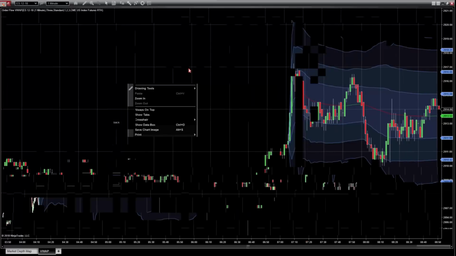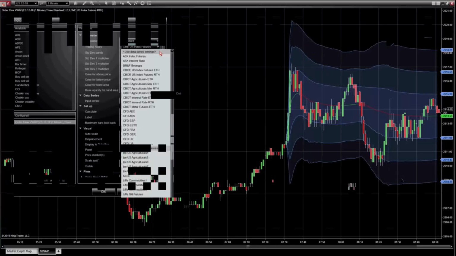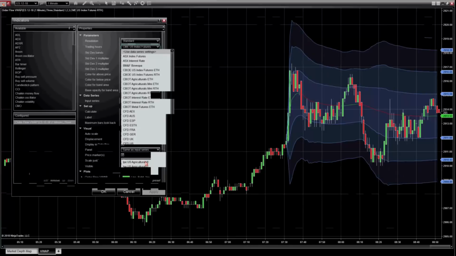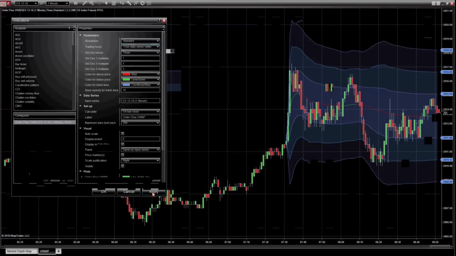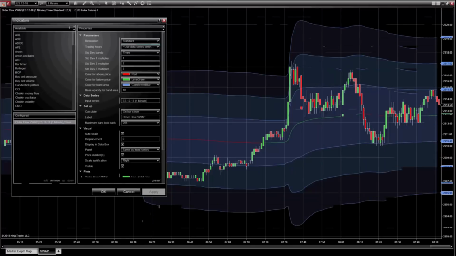If you would like to ensure that you're using the same trading hours that are being applied to the chart, you could just select the Use Data Series setting on the top of the menu, and this will then apply the same trading hours the chart is using to the indicator.